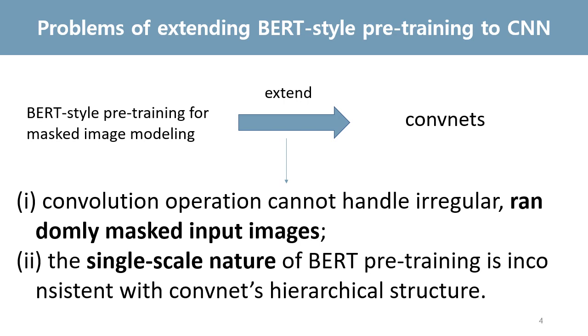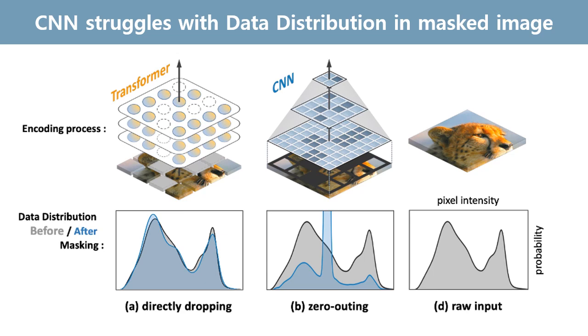However, there is also a problem with BERT-style pre-training. It struggles with learning multi-scale features. As a solution, an extension to using convolutional neural networks has been attempted. However, CNNs also present a challenge as they are not equipped to handle masked input images properly. Looking at this figure, it shows the data distribution before and after masking. Transformers are capable of preserving the data distribution well after encoding, but CNNs lead to a severe data distribution shift.